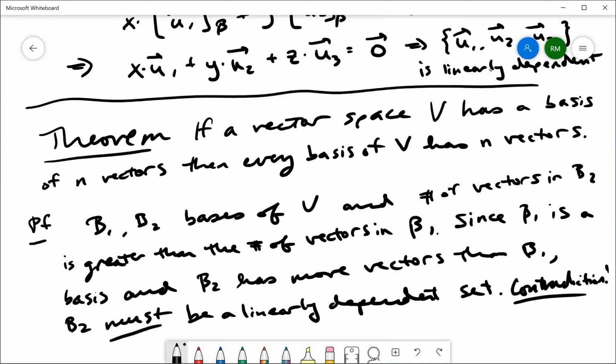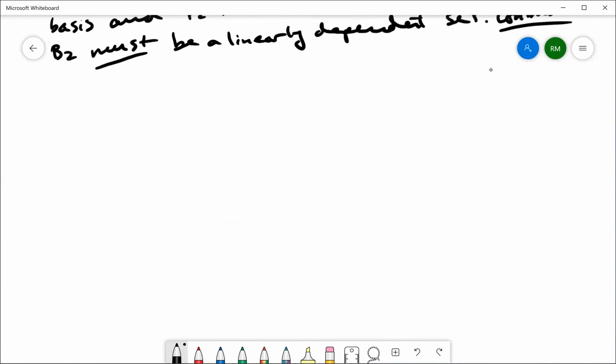Because we said B2 is a basis, therefore it has to be linearly independent. So the only thing that we assumed that was wrong was that they had different numbers of vectors. So what this tells us is that every basis must have the same number of vectors, and we call that number of vectors the dimension.